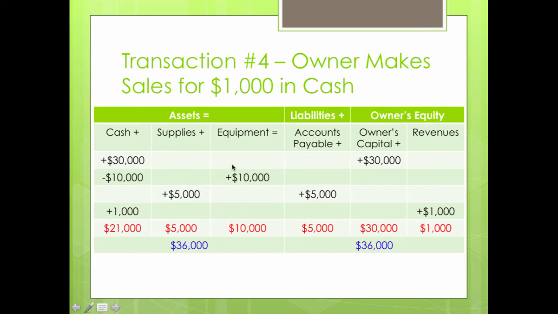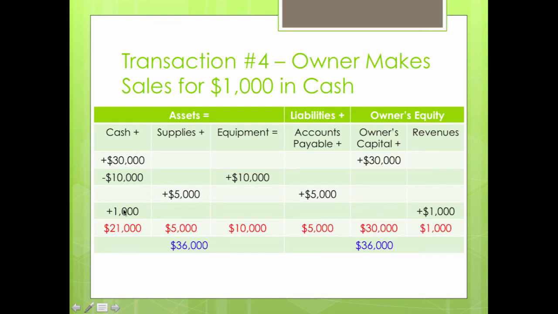So what are the accounts that it's going to affect? The key word is we have cash and we made sales. Sales is revenues. So this transaction is going to affect the cash account and the revenues account. Notice that I'm adding columns, I'm adding accounts as we go with each of these transactions.